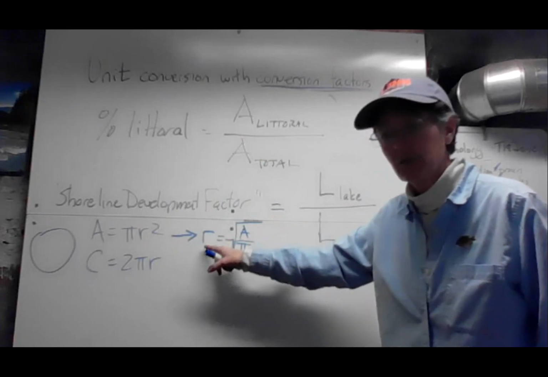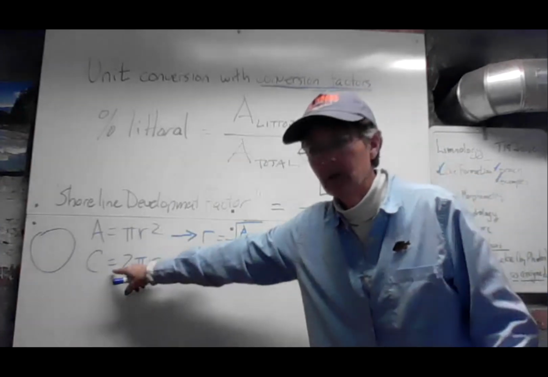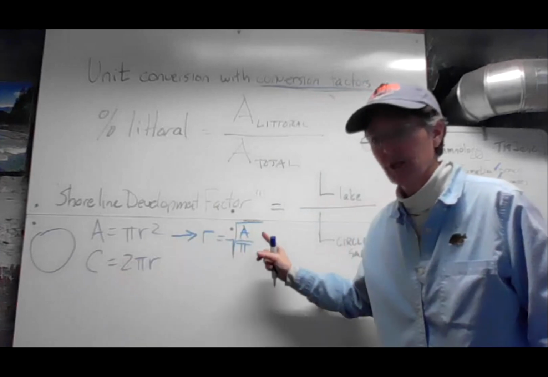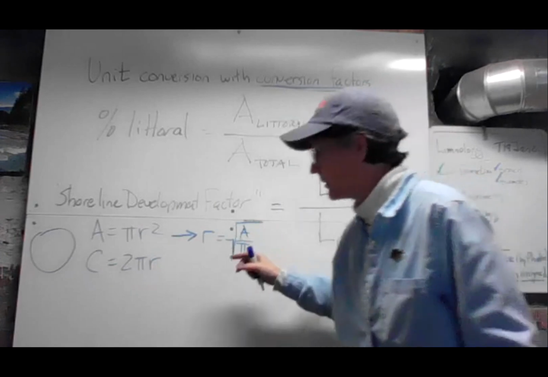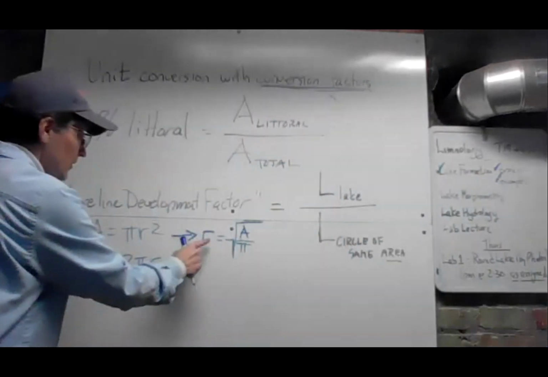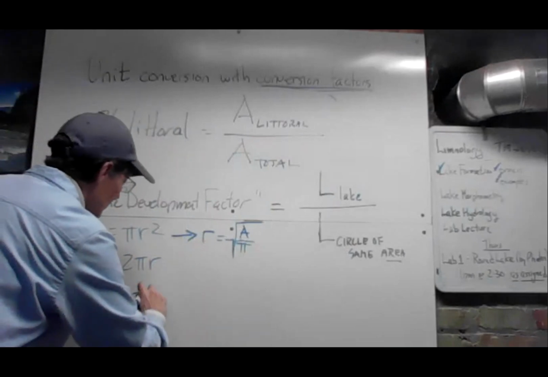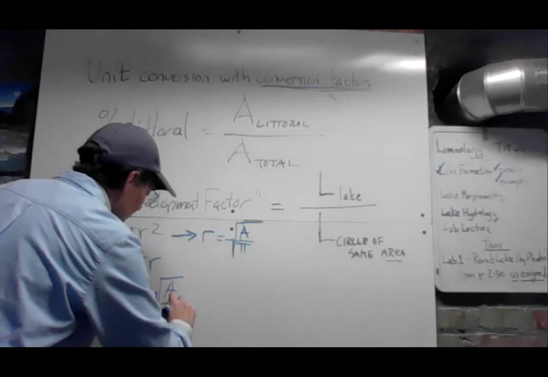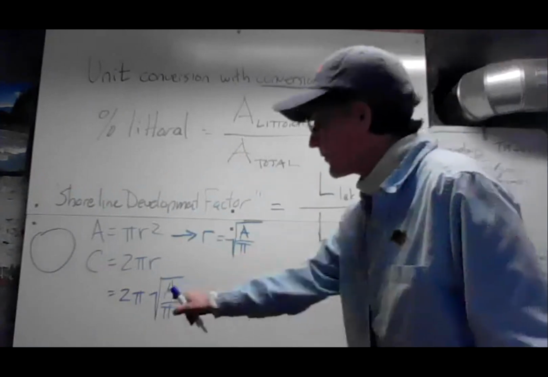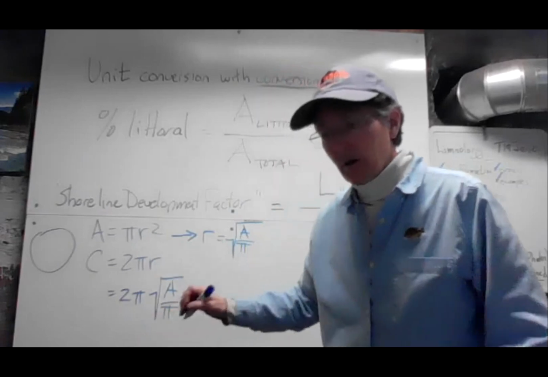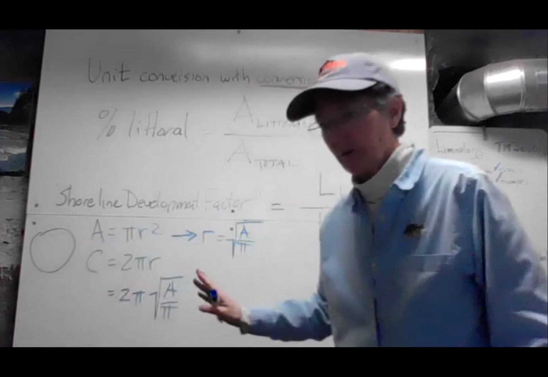Now I'm going to take this and plug it in here because I want to get rid of radius. I want to have the circumference expressed as a function of the area. I want to have the shoreline expressed as a function of the area. So I'm going to take this r here, and put it in place of this one: 2 pi times the square root of area divided by pi. Okay, this is the shore length, the smallest possible shore length. It's the length that you would have if the lake was a perfect circle.